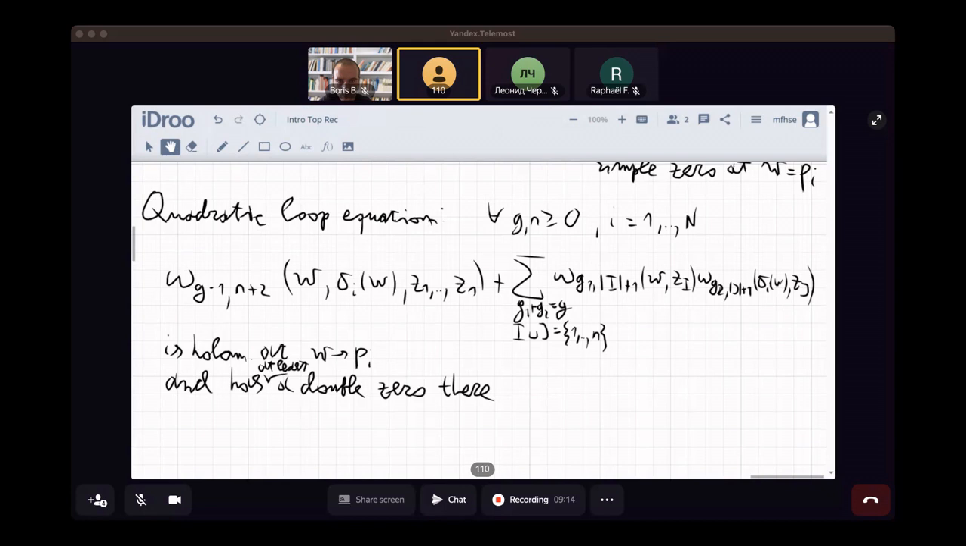So in this case, if it's omega 0, 1, then it's omega g, n plus 1. We did not want it in the original formulation of the topological recursion because the formula would not be recursive then.